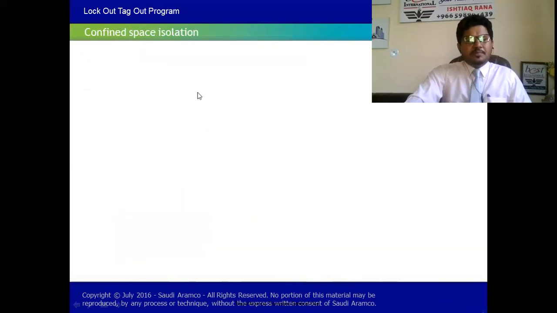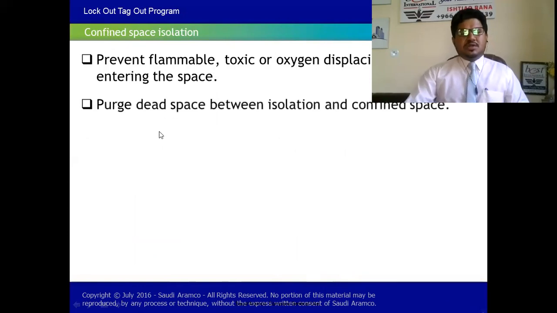Now, that is more important, like confined space isolation, and more critical as well, because you truly need to prevent flammable, toxic, or oxygen displacing gases from entering the space.